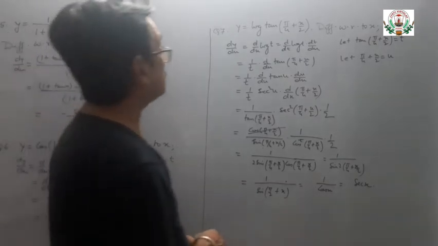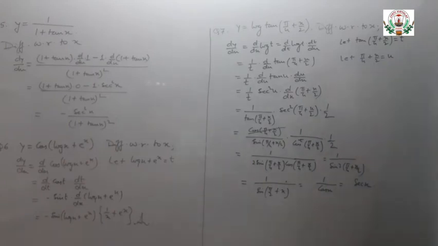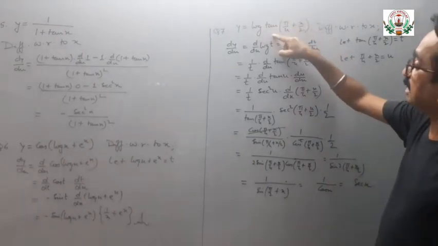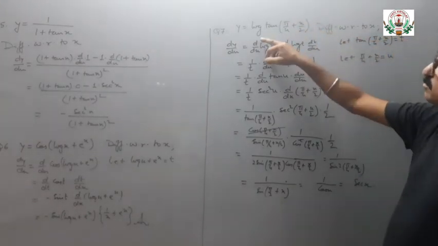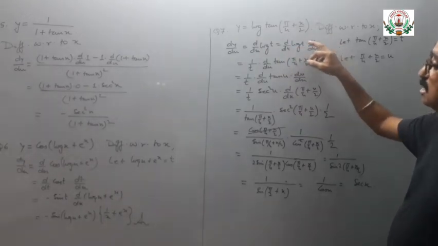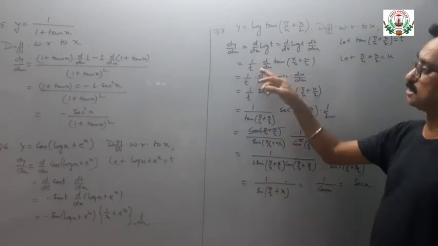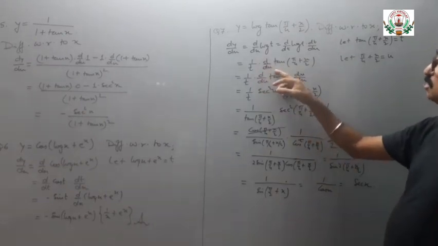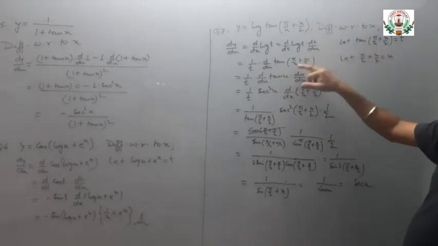Now the next important question. If y equals log tan(pi by 4 plus x by 2), find dy by dx. So this complete tan(pi by 4 plus x by 2), we are going to take as t. It becomes d by dx of log t. So d by dt of log t into dt by dx. d by dt of log t will be 1 by t. d by dx of the value of t, which is tan(pi by 4 plus x by 2), substituting here.